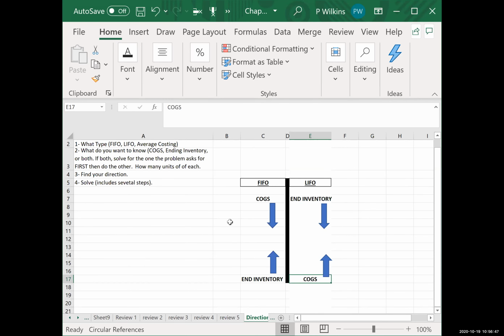Okay, so that's just a reminder. You need to have that on your note cards for the test, because when you get in the test, your mind's going to go blank. So you want to make sure you have that on your note cards.